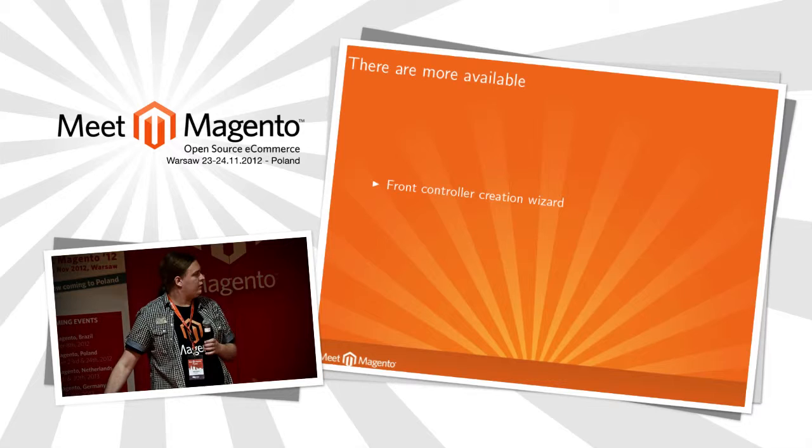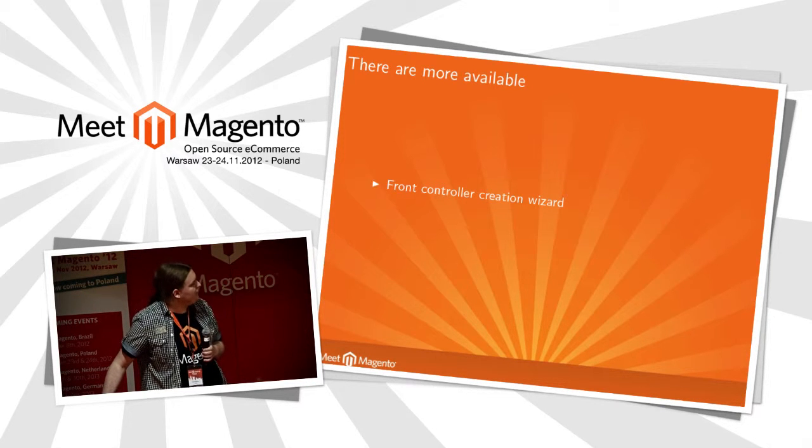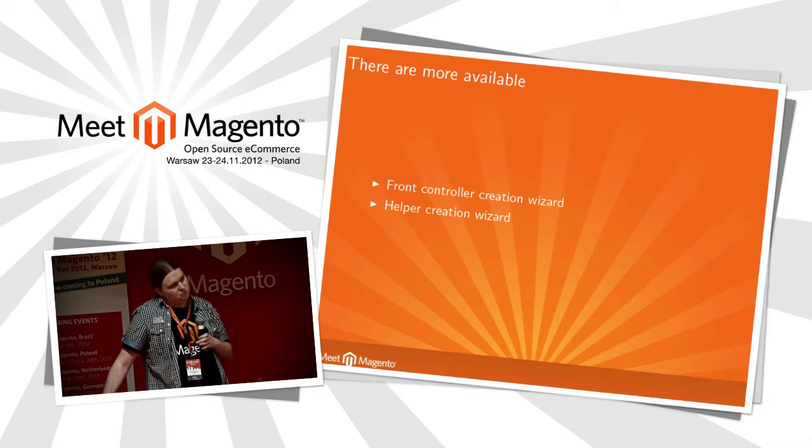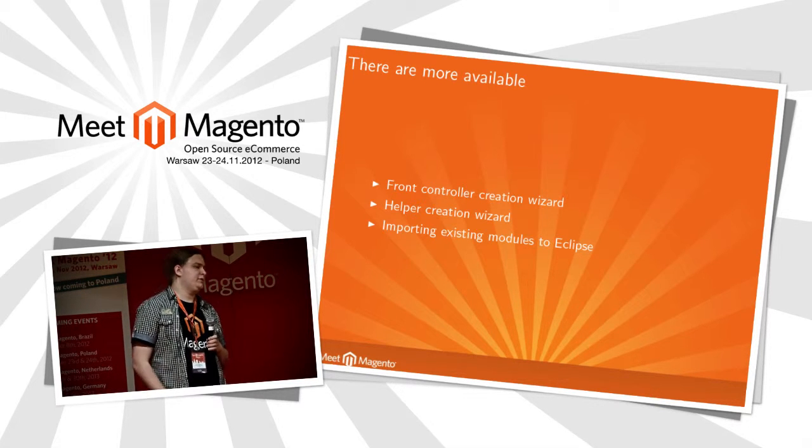Well, as you could see, there were a few more wizards, but I won't bore you to death with them. Front page controller, you can specify actions and also create pre-dispatch, post-dispatch. Helper, just specify the class name, you can extend, rewrite. And importing existing modules to Eclipse.